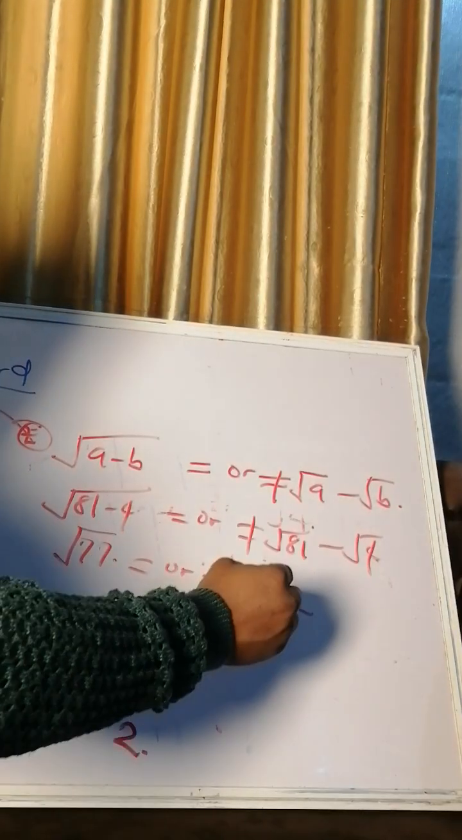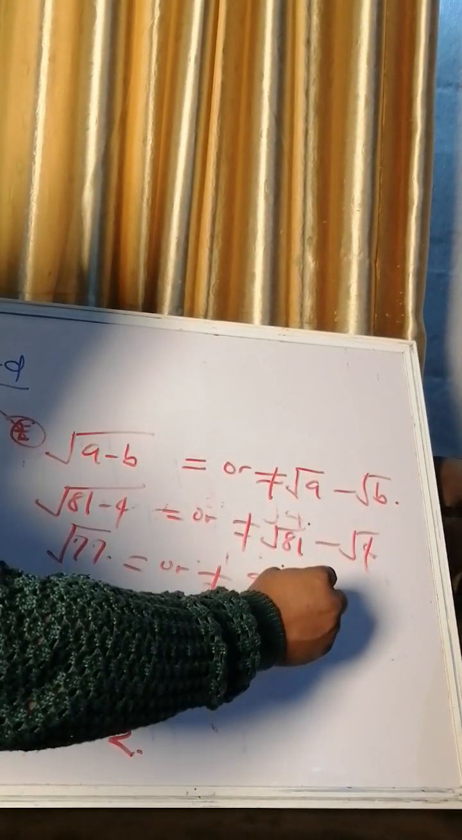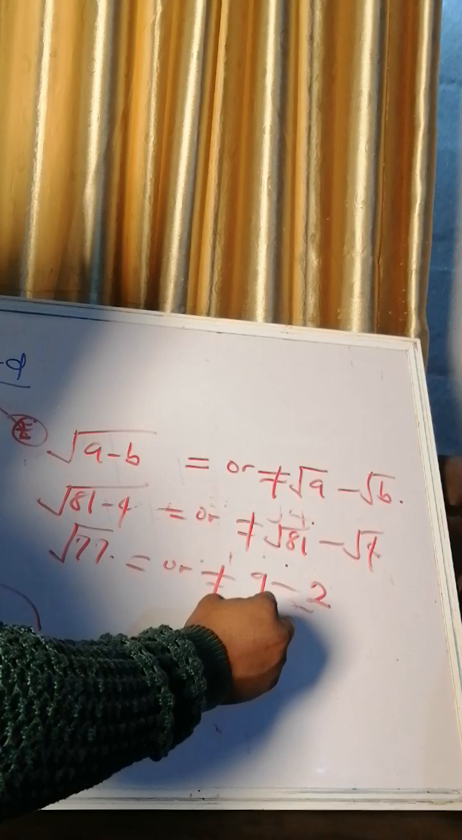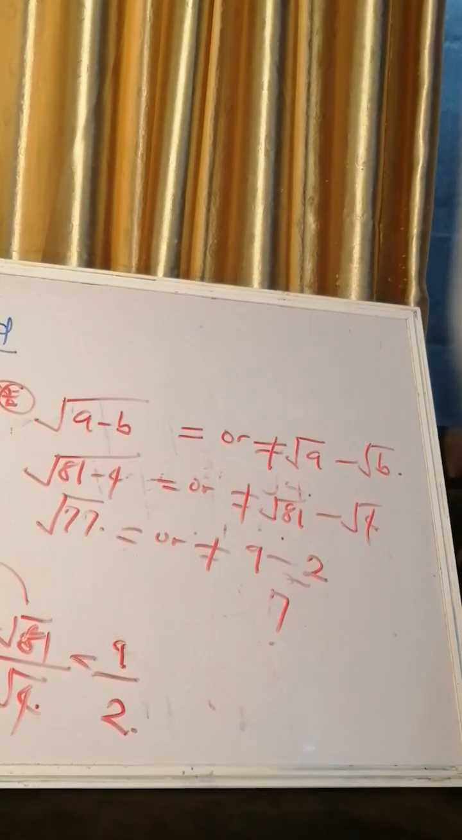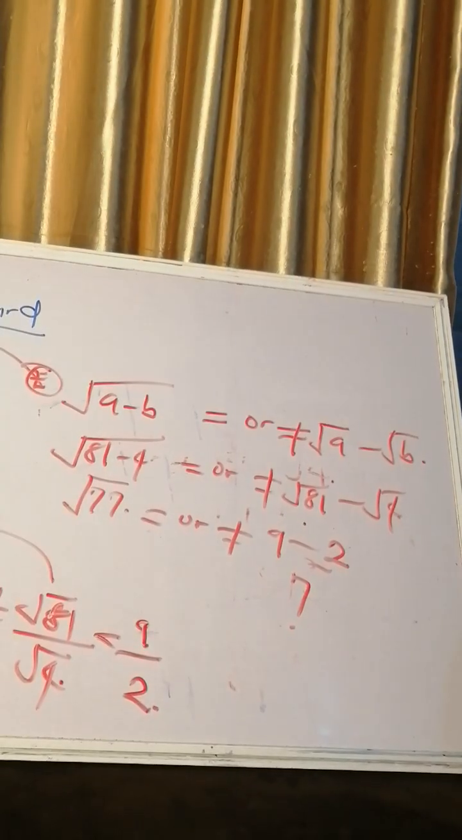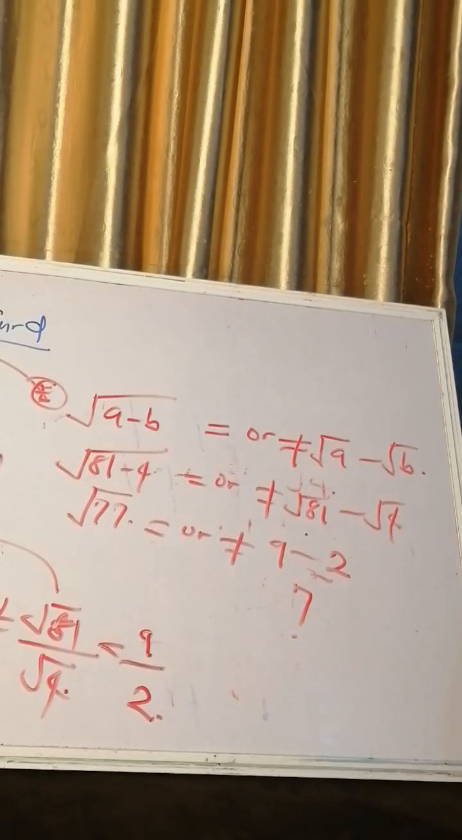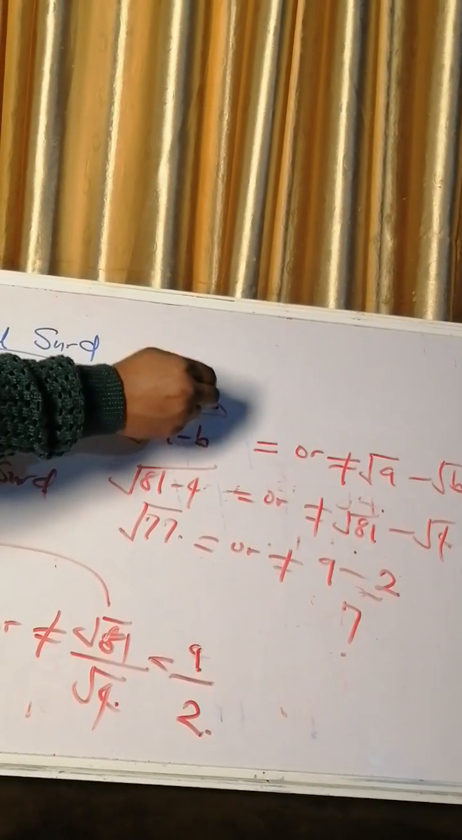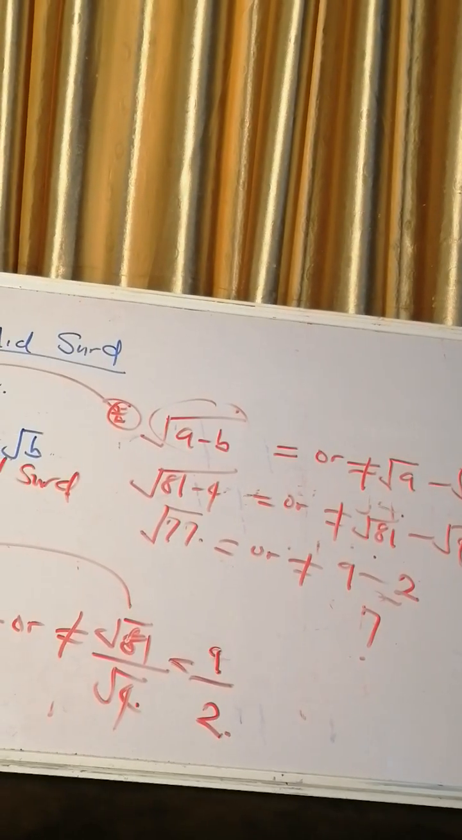So square root of 81 is what? 9. Square root of 4 is what? 2. So 9 minus 2 will give us 7. Now the square root of 77, is this the same thing as 7? No. Which shows that this does not work, so this falls under invalid surd.